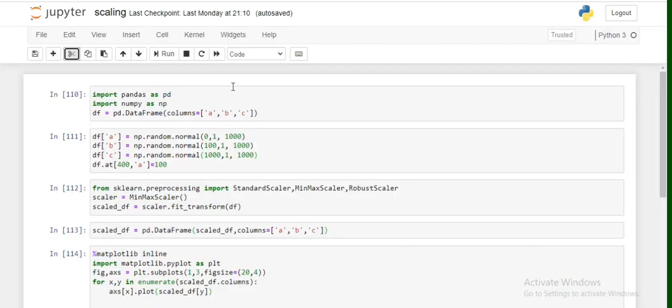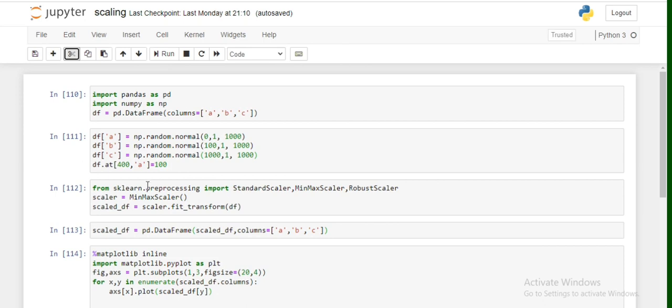So now we will look into the general implementation of the min-max scaler. We have created a dummy data frame here where we have three columns A, B, and C, where we have introduced an artificial outlier in the variable A, so that we can see how min-max scaler performs if the dataset has an outlier in it.